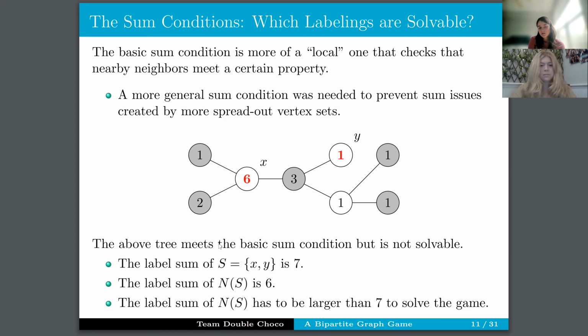We make the set S be X and Y, and we can see that the label sum of S is 7. The label sum of the neighborhood of S, however, is only 6. So we can see that the label sum of the neighborhood of S has to be larger than 7 to solve the game.